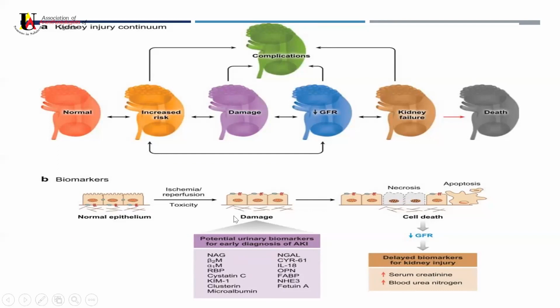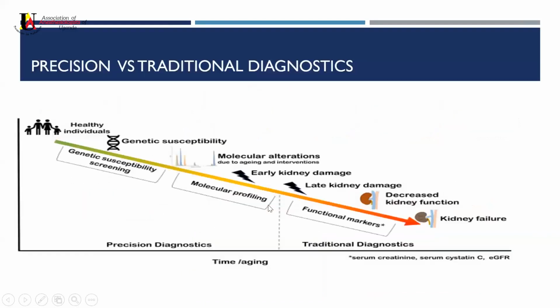So I think what we want to talk about is what can we do between normal and to be able to detect early damage. This is the paradigm which we are going to be talking about. We look at healthy individuals, but in these healthy individuals, acute kidney injury is a function of your genetic susceptibility and, of course, your environment. So in precision medicine, we look at the person as an individual and be able to pinpoint. This is where we want to go. But currently we are here at functional markers where we detect kidney damage quite late.